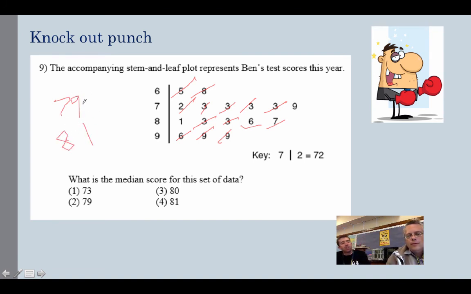So, Mr. Miller, I'm going to let you finish it. What would be the median then? Those numbers. 80.